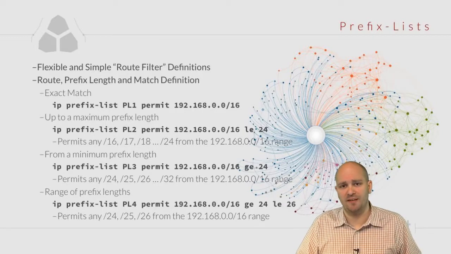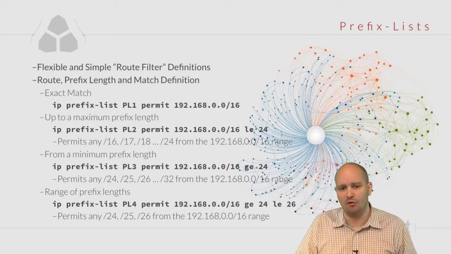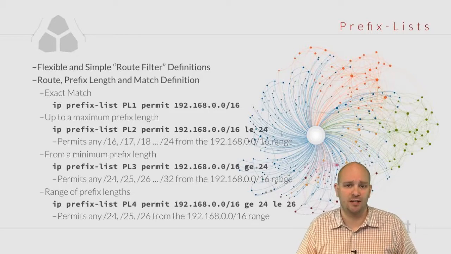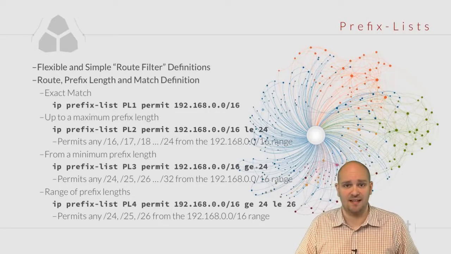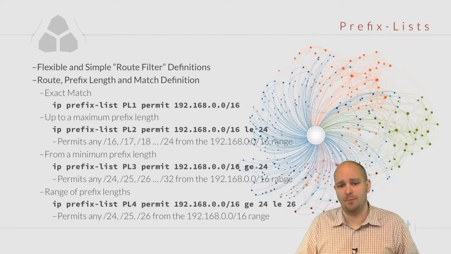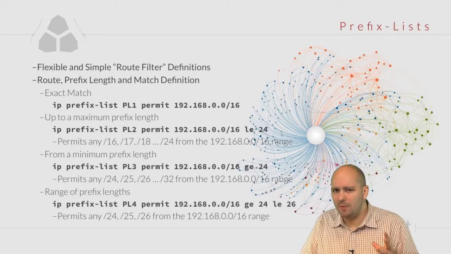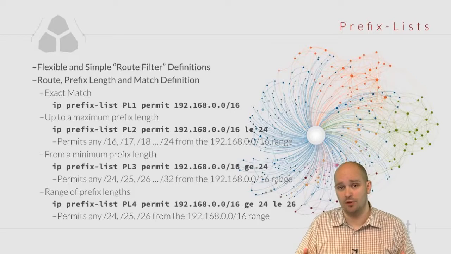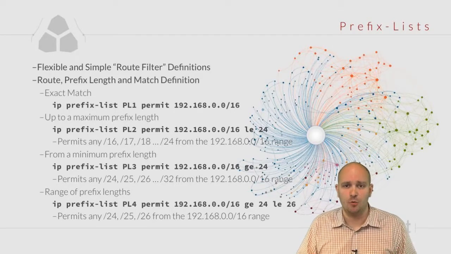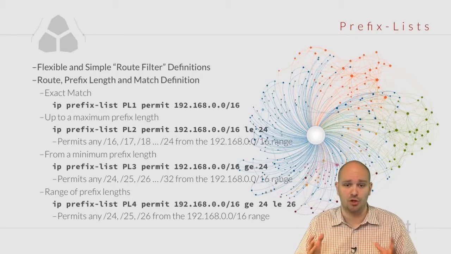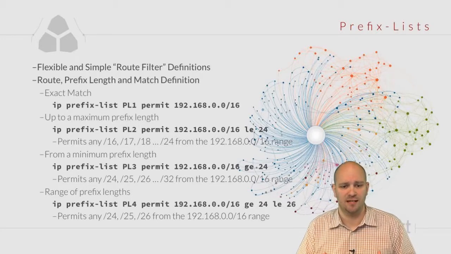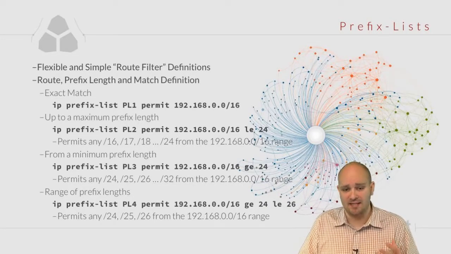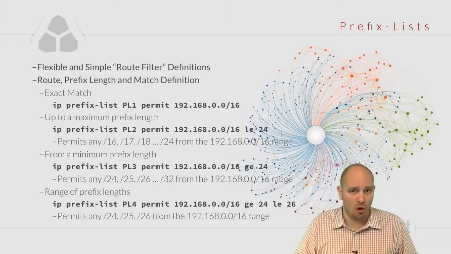Now, when we are using prefix lists, it's important to understand that they consist of several parts. The first part is the actual route that we are filtering, then the prefix length that we want to filter on, and then a particular match definition. Now, allow me to explain this a little bit. There are generally speaking four things that can be done with prefix lists. We can have the exact match, we can have a match of a particular route from a certain range up to a specific prefix length, or we can have the similar thing with a minimum prefix length, and finally, as the fourth item, we can have a range of prefix lengths.